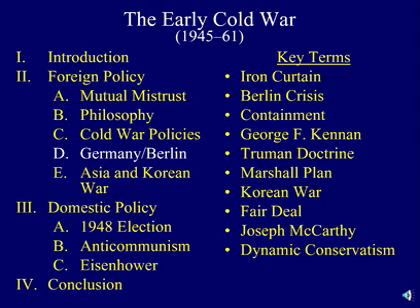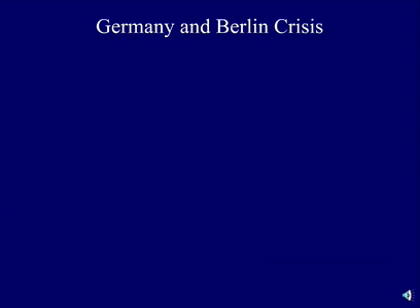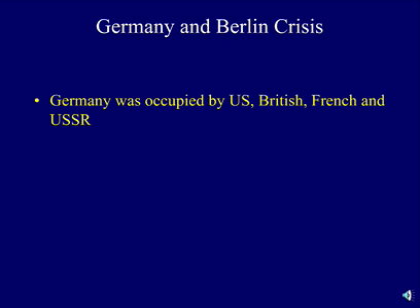A crisis involving Germany and the city of Berlin raised tensions between the Americans and Soviets. Following the Second World War, Germany was occupied by the Americans, British, French, and the Soviets. The city of Berlin was also divided, however, it was located in the Soviet zone.